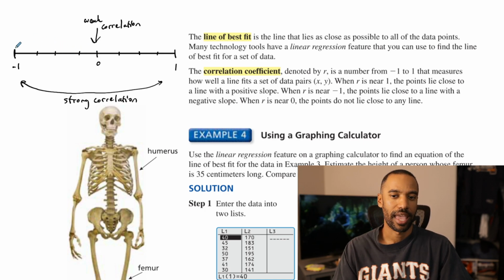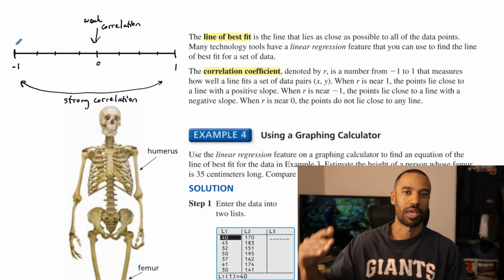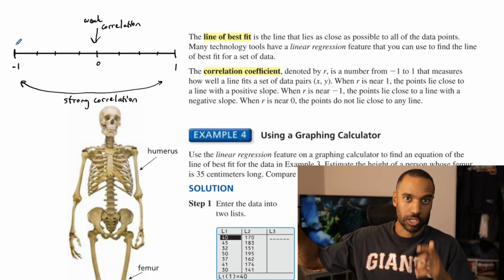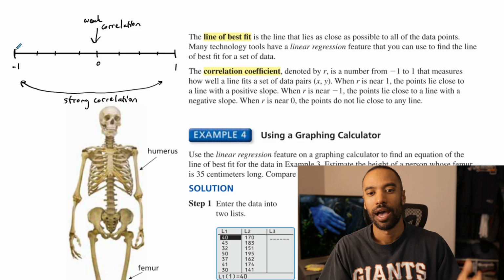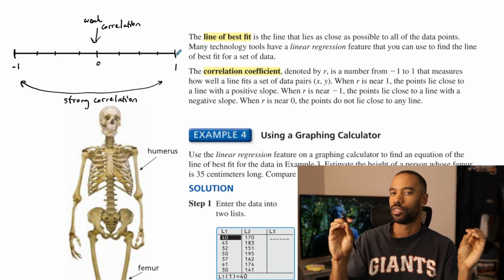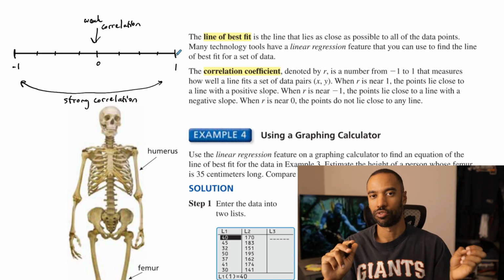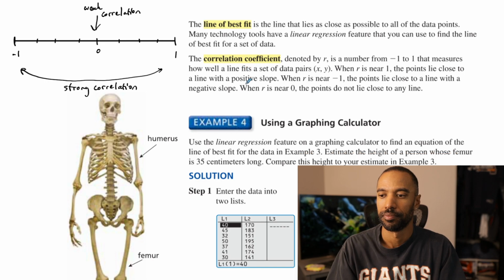Now, when it gets negative, that doesn't make it bad. That just means it's from a negative slope. That means as something goes up, as x goes positive, y goes negative. So a correlation of -1 and a correlation of 1 are both perfect correlations. 1 is for a positive perfect correlation. -1 is for a perfect negative correlation.